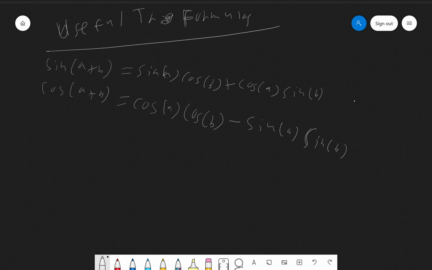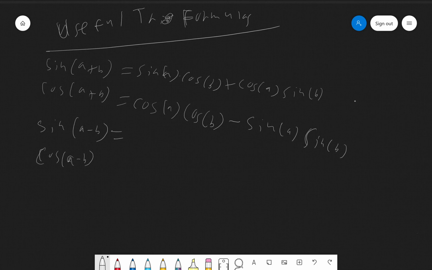Okay, so cosine A cosine B minus sine A sine B. Now we're going to try to do sine of A minus B and cosine of A minus B. Now that you know the addition formulas, the sum angle formulas, how can you do the difference angle formulas? I want you to try it. Maybe you have an idea in your head, or maybe you wrote it on paper. But this is plus negative B, and this is also plus negative B.